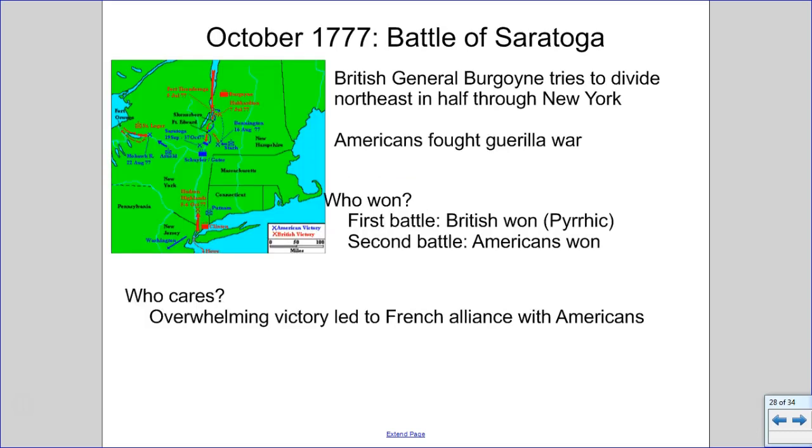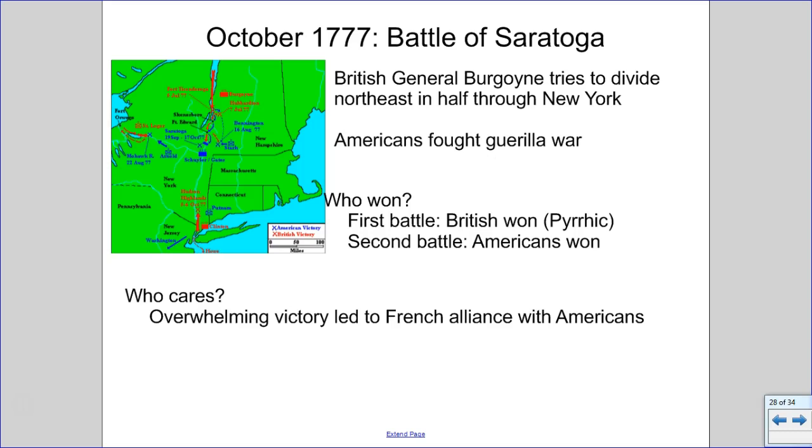Moving on, about another year later, we get the Battle of Saratoga. British General Burgoyne, which is my favorite name to say, Burgoyne. I'm sorry, I'm going to try to say that a little more seriously. British General Burgoyne. Couldn't do it. He tried to divide the Northeast by cutting New York in half.